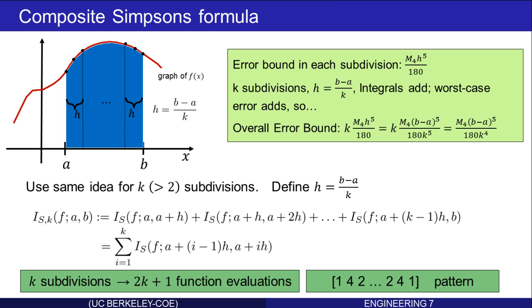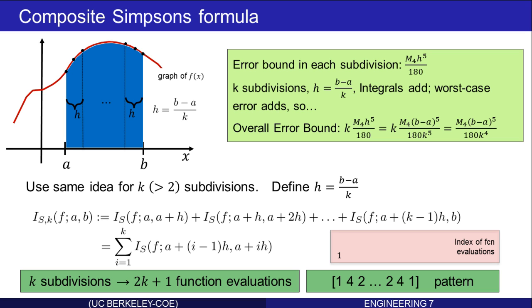Again, we'll have a 1, 4, 2, 4, 2, 4, 2, 4, 2, 4, 1 pattern. The number of 2's and 4's in the middle depend on the number of subdivisions. Let's count them up though carefully. So here I'll use the index of the function evaluations, and we'll look here as well as over on the diagram to see what we're talking about.